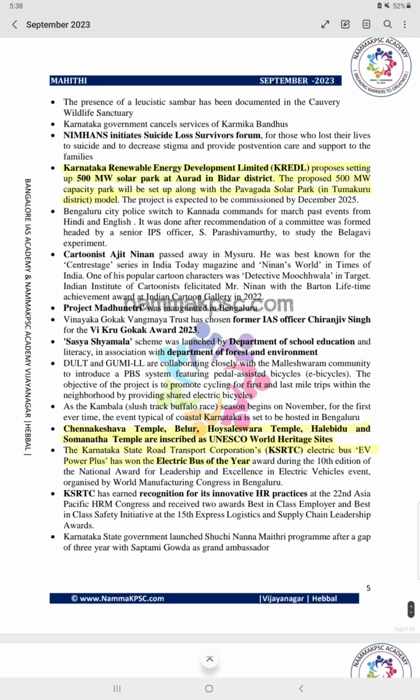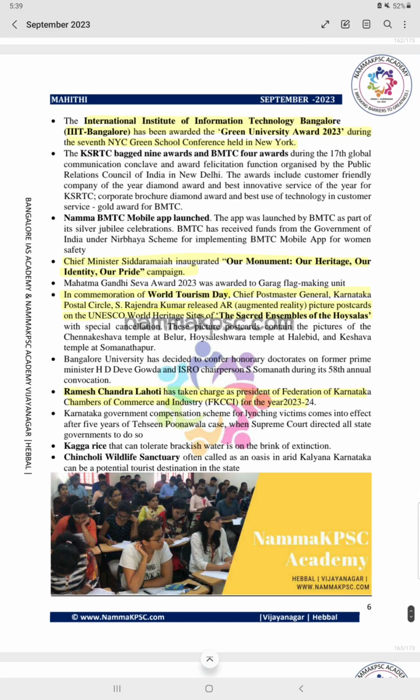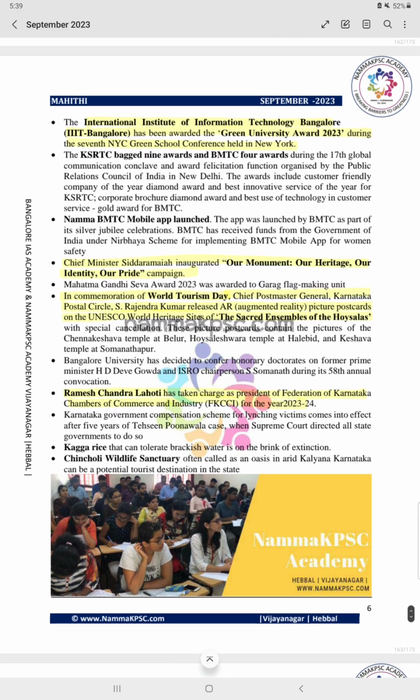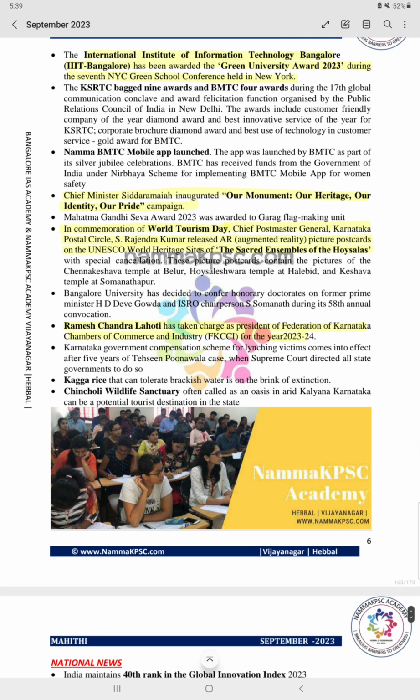Then Karnataka Renewable Energy Development Limited has proposed to set up a 500 megawatt project at Aurad, Bidar. On which lines? Powered Solar Park. Where is it? It is in Tumkur. Then the International Institute of Information Technology, Bangalore has got the Green University Award from the NYC Green School Conference, which was held in New York.